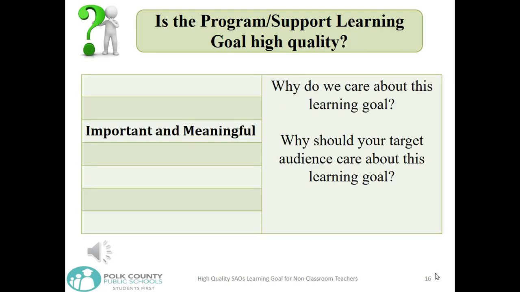When asked why the learning goal is important and meaningful, the explanation should go beyond the idea that teachers need to know this information to be successful. Rather, the explanation should identify why teachers need to help students communicate well and develop healthy relationships. How will this learning goal allow teachers to be successful throughout their teaching careers?